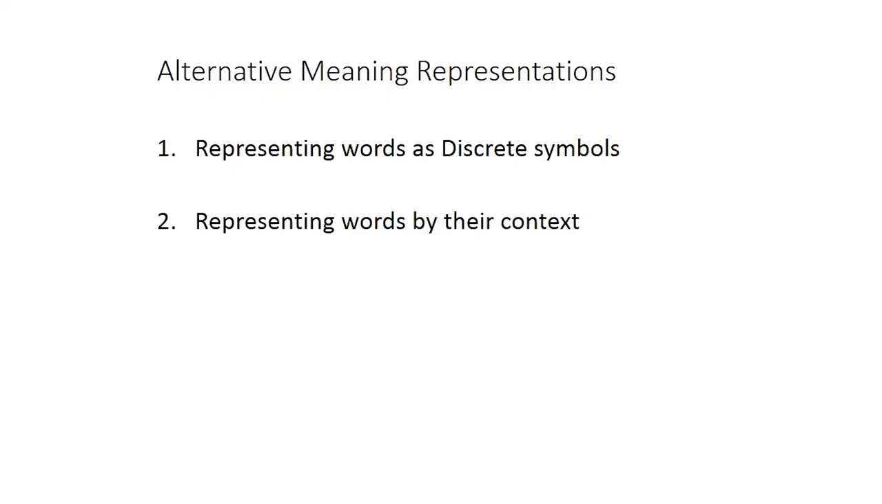So what has happened with the emergence of deep learning is people were looking at different ways in which we can have meaning representation. There are two ways we can look at it. We can represent words as discrete symbols, or we can choose to represent the meaning of a word based on the context in which it appears. When a word appears in a context, the words within the context can actually help us to get the meaning the word is carrying.